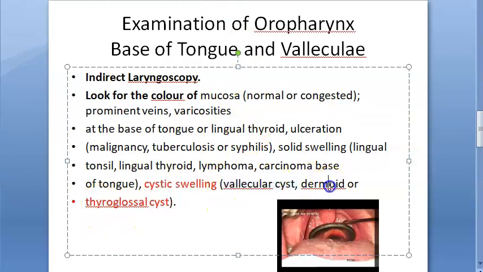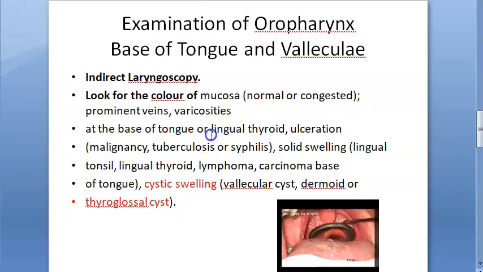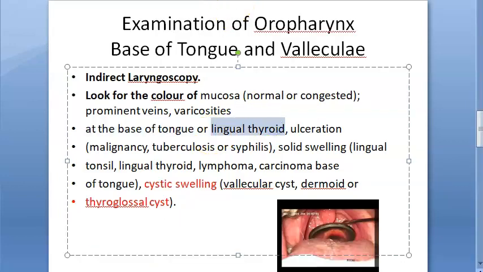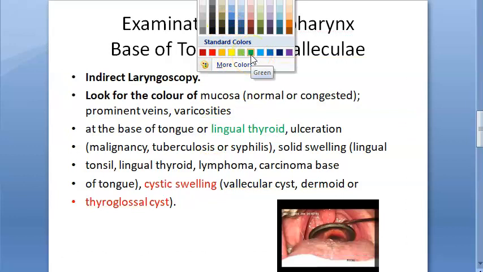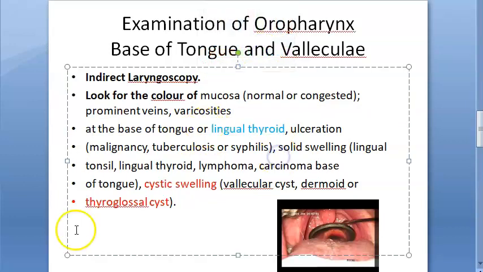It could be a vallecular cyst, dermoid cyst. It could be a thyroglossal cyst. It could be any of these, right? When you do this, also remember one of the differentials can be lingual thyroid, okay? So it can be a lingual thyroid also. Another differential is lingual thyroid. What is lingual thyroid? Basically, it is abnormal mass of ectopic thyroid tissue seen at the base of tongue. But this can be the only functioning thyroid tissue also. Even that is possible, okay?